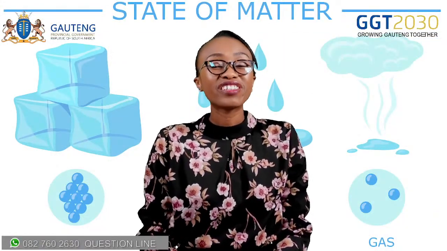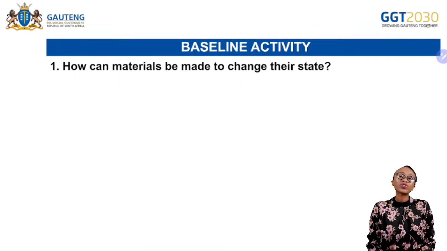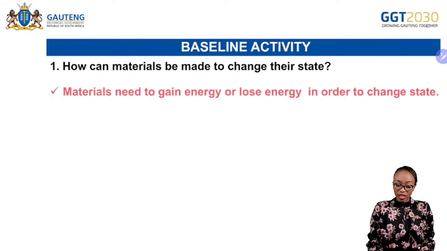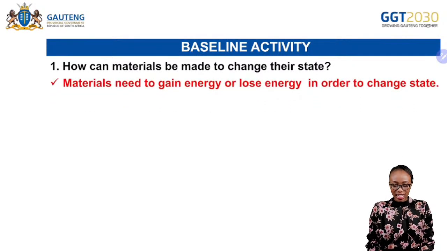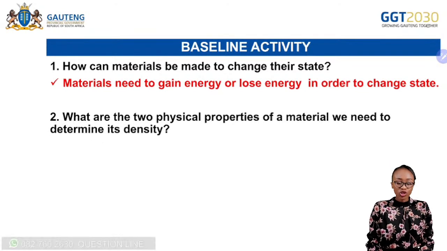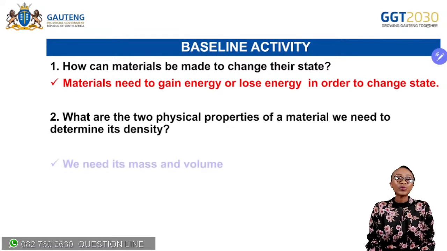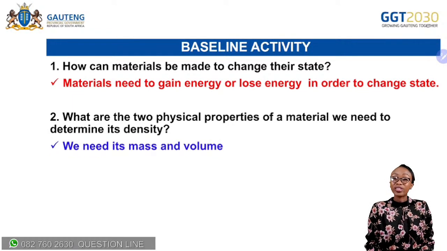Welcome back, learners. So now let's look at the solutions to the baseline activity. So the first question was, how can materials be made to change their state? So if you wrote, materials need to gain energy or lose energy in order to change their state, you got it correct. Don't forget to send through your answers to our WhatsApp line on 082-760-2630. The second question read, what are the two physical properties of a material that we need to determine density? Of course, we need its volume and we need its mass. So we need those two to confirm or determine density.